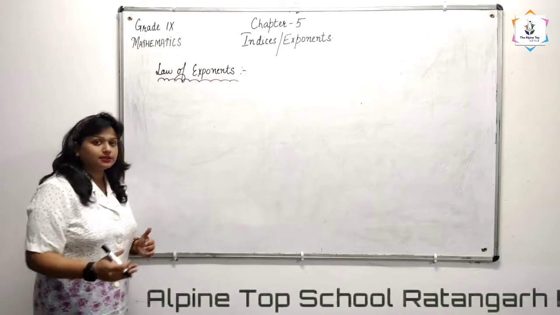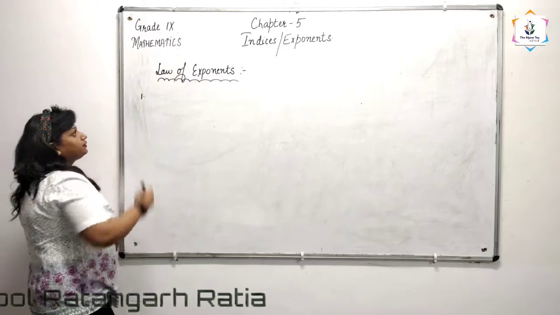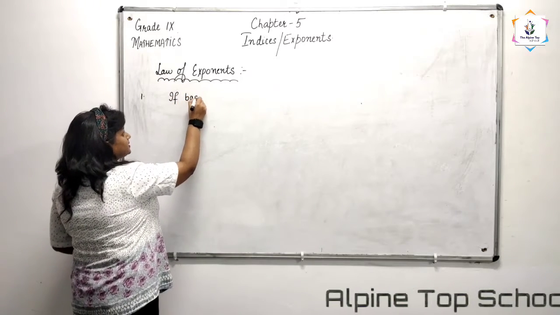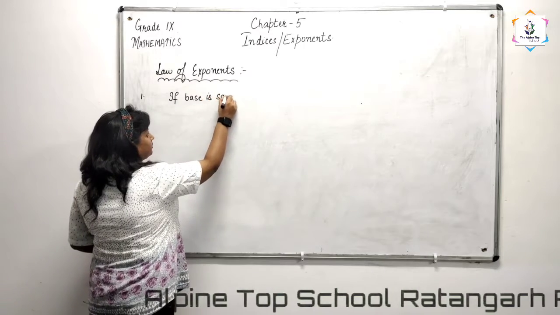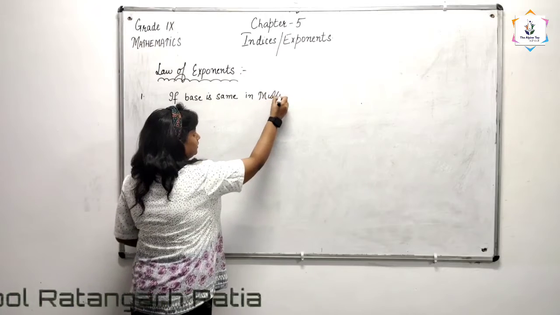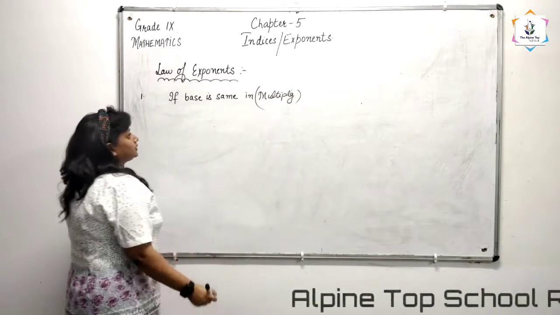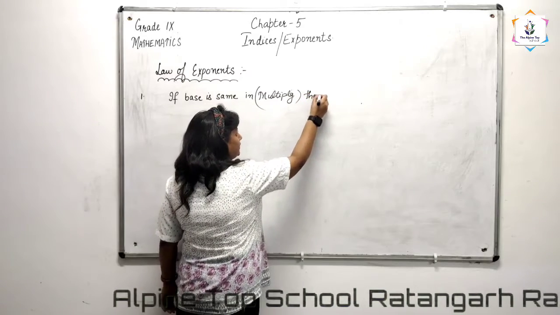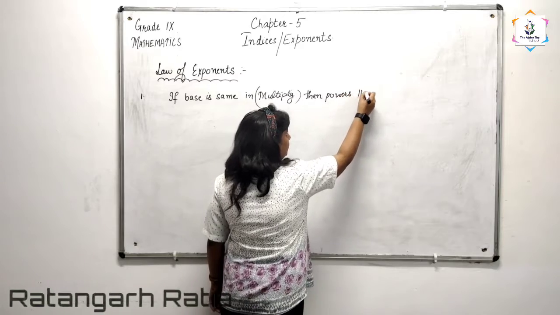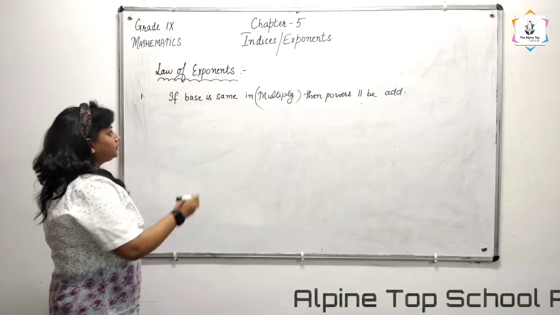Okay. Now we will discuss the laws of exponents. One by one we will discuss them. By this it will be clearer to you. Now look at your first property. First is: if the base is the same in multiplication, or you can say multiply, then the powers will be added. How? Now look at the example here.